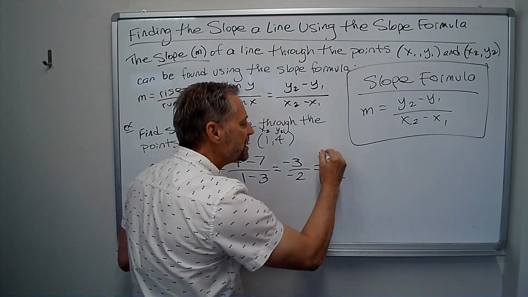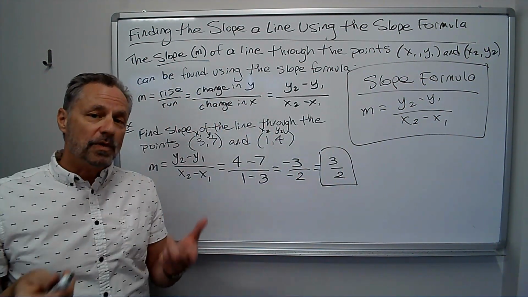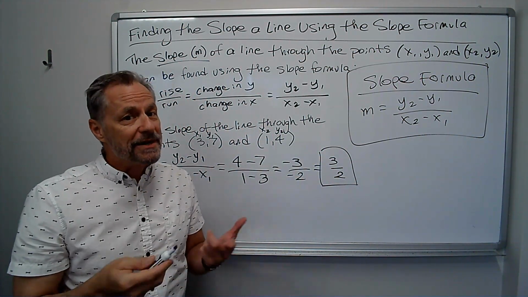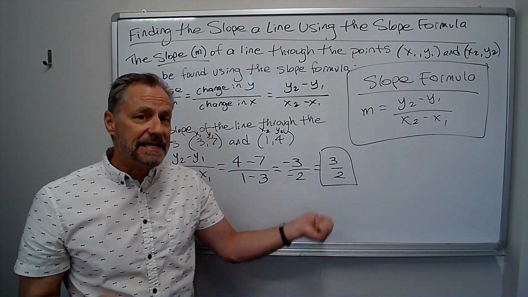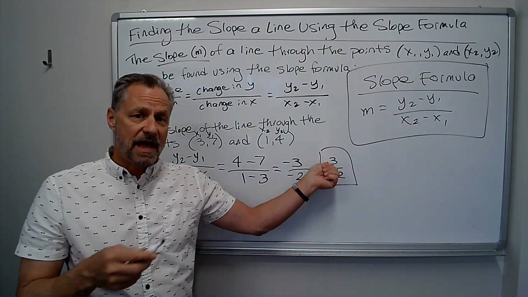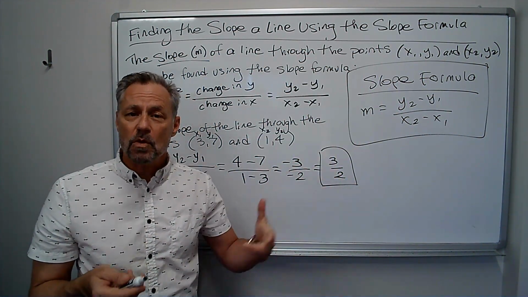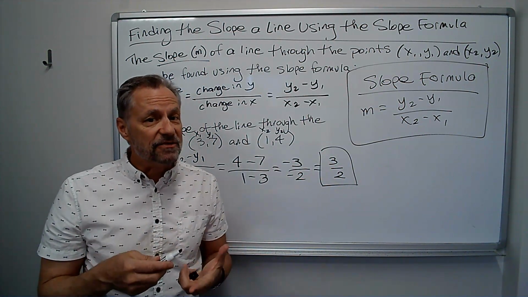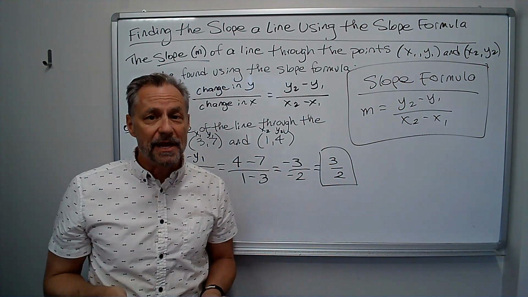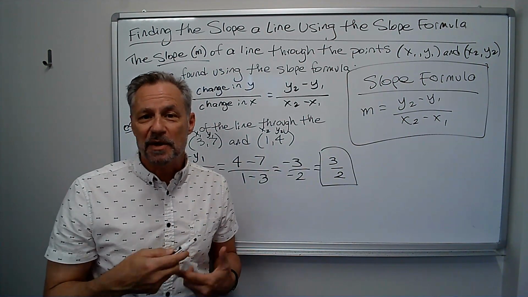But that's my slope. It's a ratio of how fast it goes up or down. If it was negative, it'd be down. But how fast in this case it goes up in relation to go left to right. Okay, that's the idea of the slope. It's an easy formula. You'll use it quite a bit. So this is one you want to memorize pretty quickly.